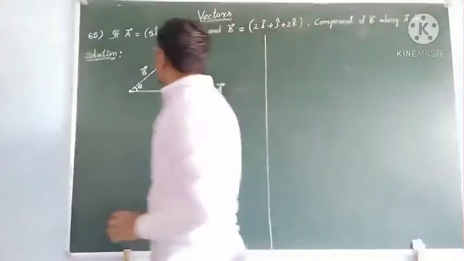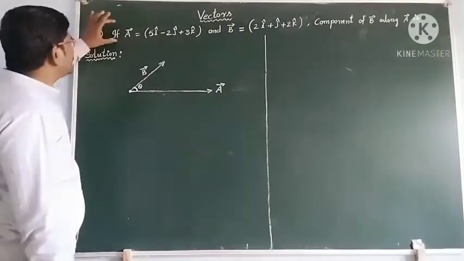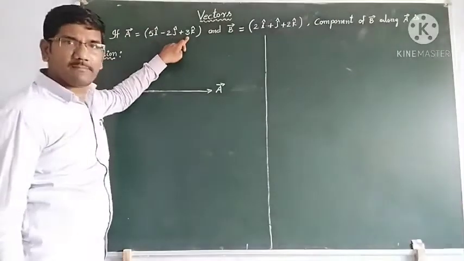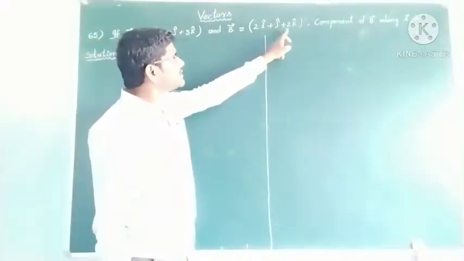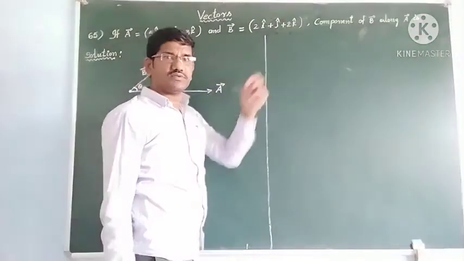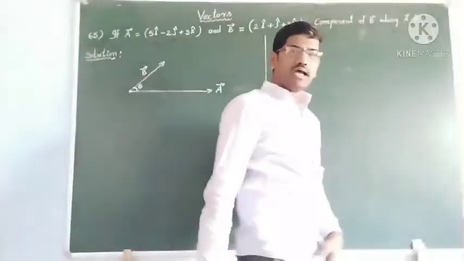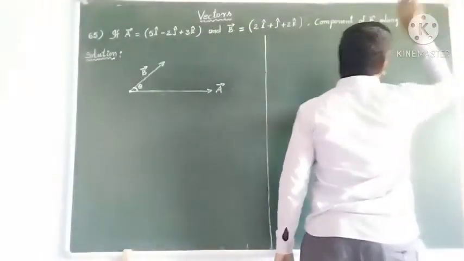Okay students, see problem number 65. a bar is given as 5i cap minus 2j cap plus 3k cap and b bar is given as 2i cap plus j cap plus 2k cap. The question is: the component of b bar along a bar is. So how much do we have to find?